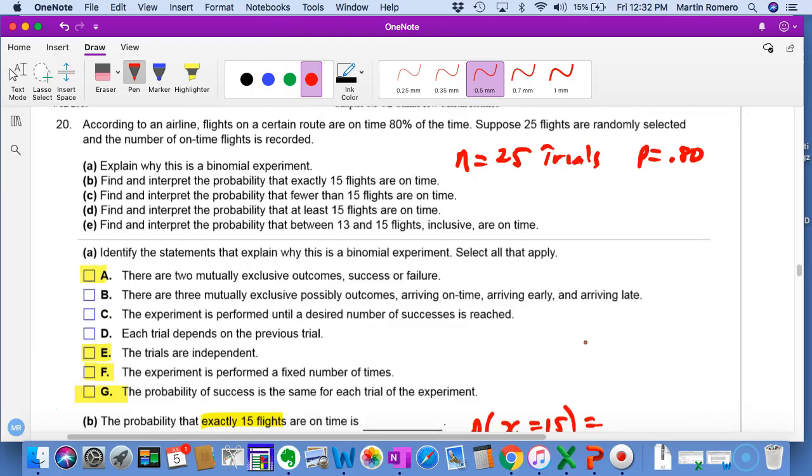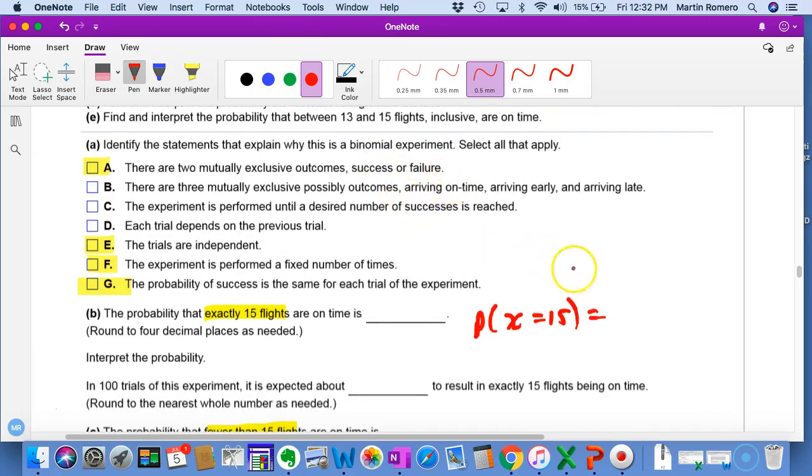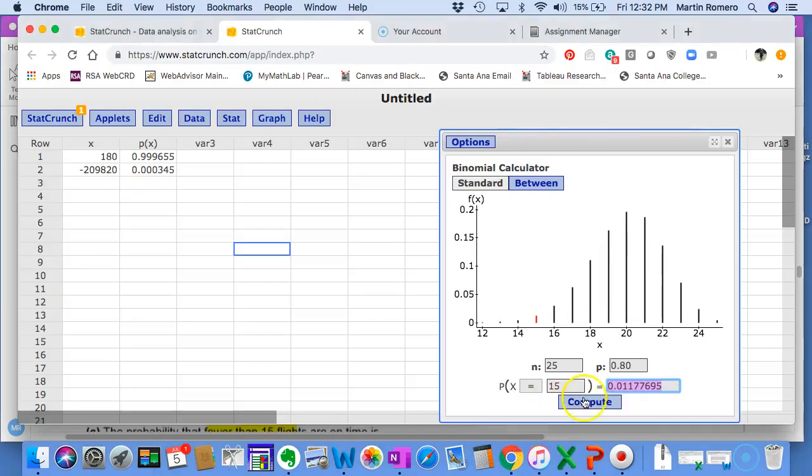0.012. In this case, to 4 decimal places, it was 0.0118. I think that was the answer there.